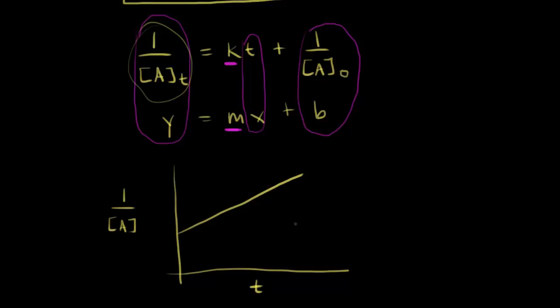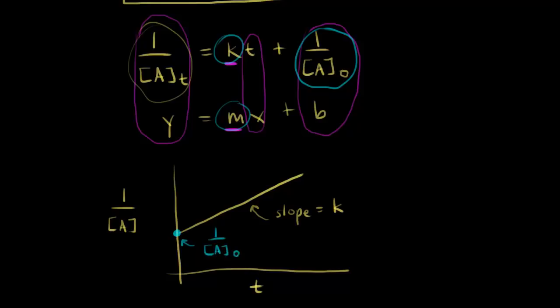And the slope of our line is equal to k. It's equal to the rate constant. That's what we saw up here. The slope is equal to the rate constant. And the y-intercept, this point right here, should be 1 over the initial concentration of A. So that's the idea of the integrated rate law, or the integrated rate equation, for a second order reaction.